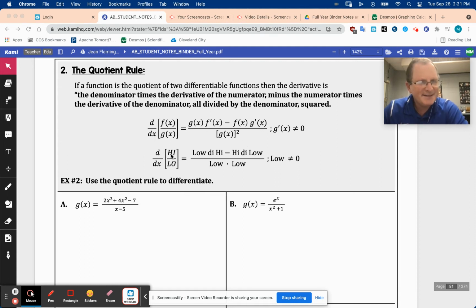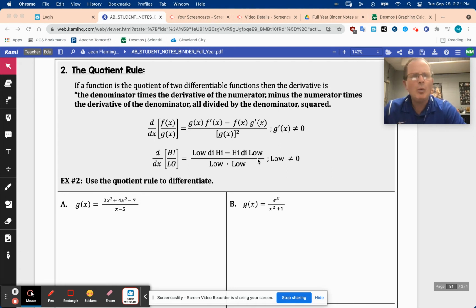But, and I've not seen this before, high and low. So it says low d high minus high d low over low low. All right, so I've not seen that before, not heard that one before, but I like it. All right, with low not equaling zero. So that's kind of cool.